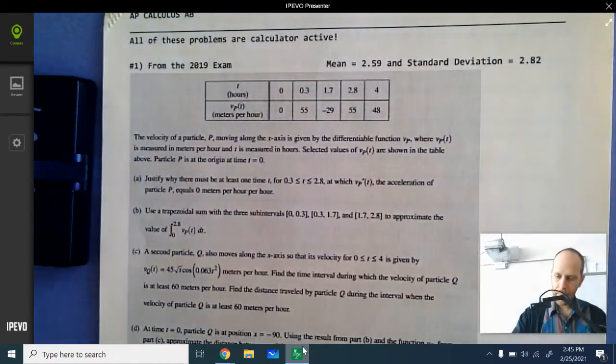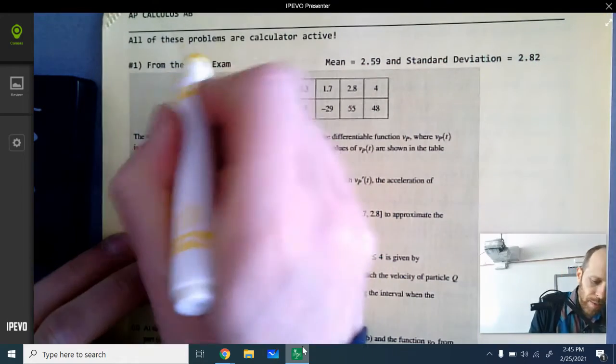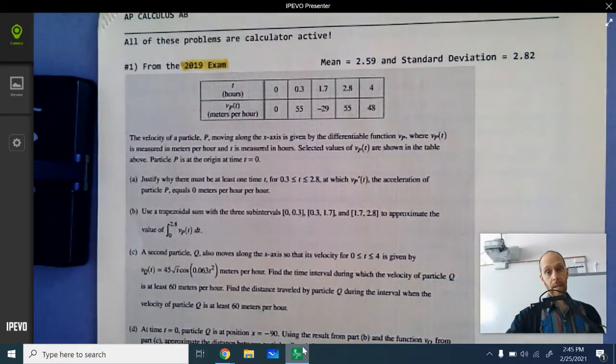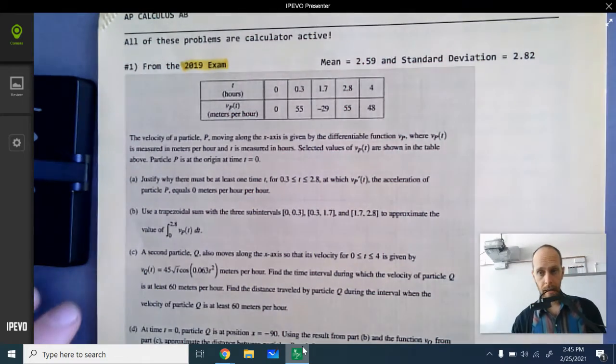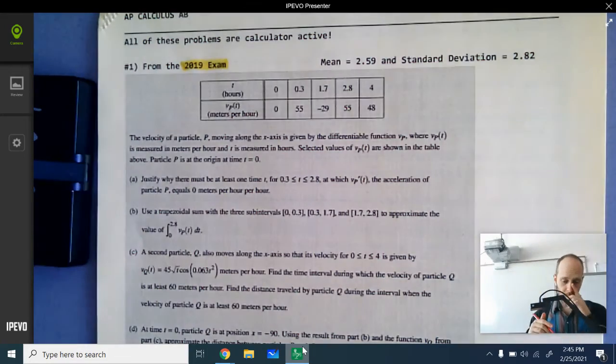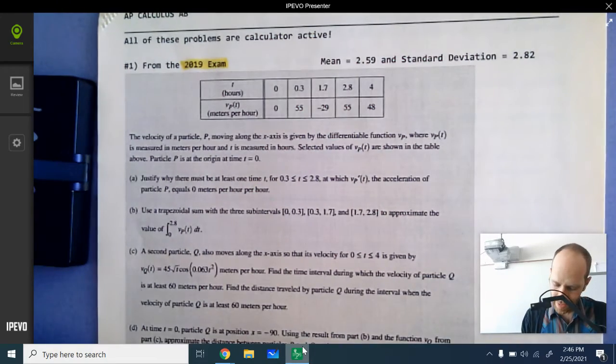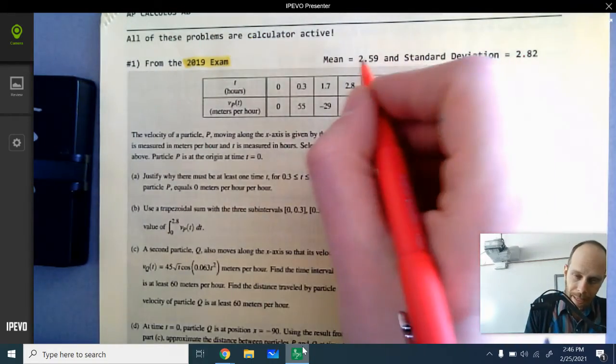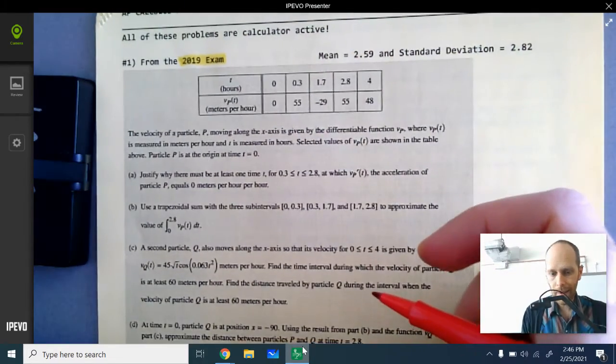And then let's begin. The year was 2019. No one had even heard of COVID-19. And a select band of students from my class went to take the AP exam. On the AP exam, questions are always worth 9 points. Up here, I'm going to give you a little information about how America did.